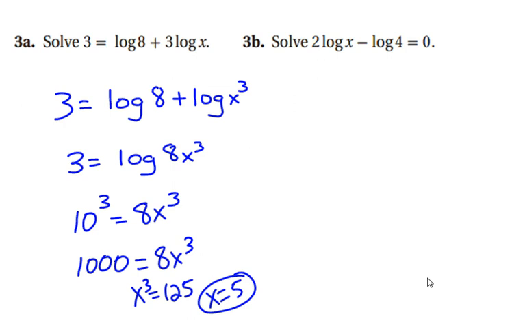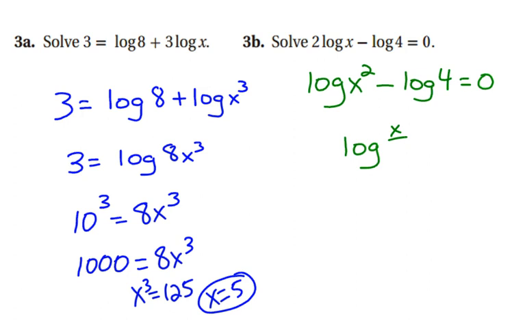Same situation in this one for 3b. Just switching colors here. So we get 2 times the log of x. Well, that's the same as writing the log of x squared minus the log of 4 equals 0. It's subtraction, so that's the same as division. So that's like saying the log of x squared divided by 4 equals 0, which is really the same thing as saying 10 to the 0 power equals x squared over 4, by the properties of logs and properties of exponents. So x squared over 4, 10 to the 0 is just 1.